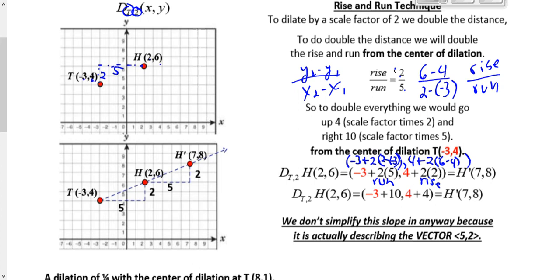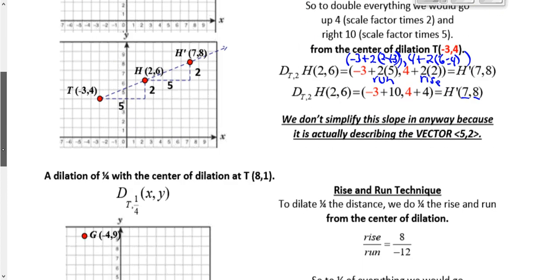So let's see. That's 5, right? What's 2 times 5? And what's -3 plus 10? 7. This is 2, right? What's 2 times 2? What's 4 plus 4? 8. You with me? Okay.